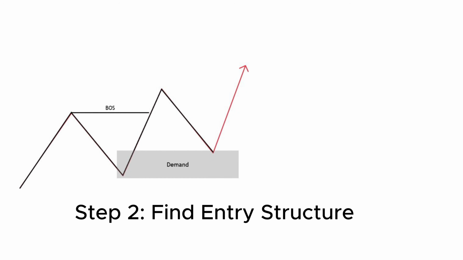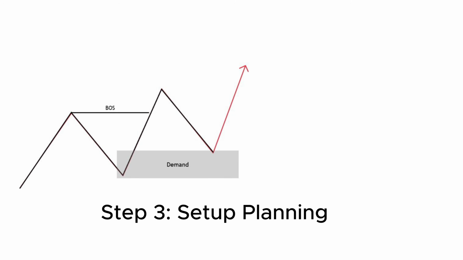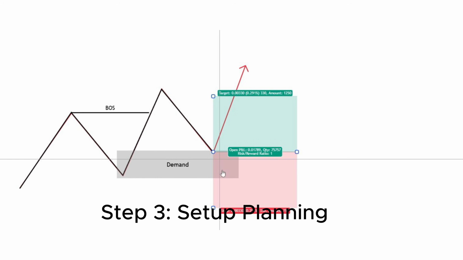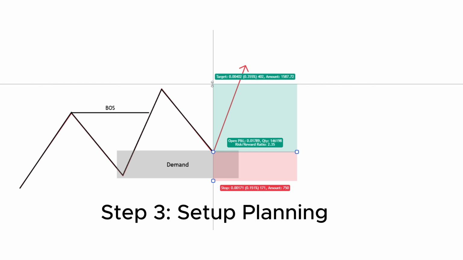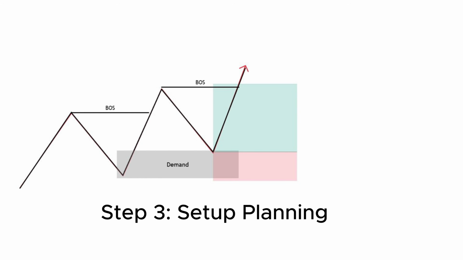Moment where we get into the third and last step, which is the planning of the setup, we will look to plan a buy setup from the demand with the stop loss below the demand and take profit above the last high, expecting a break of the last high, since that's what actually happens on uptrends.